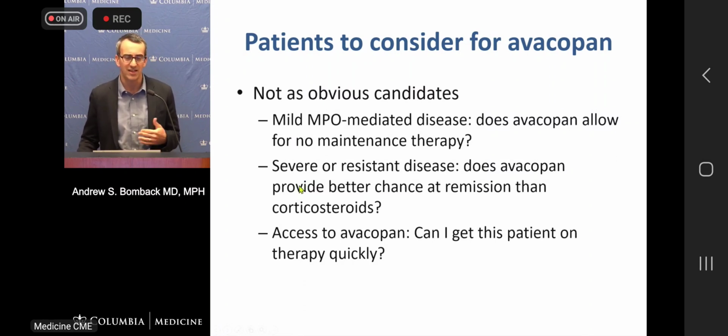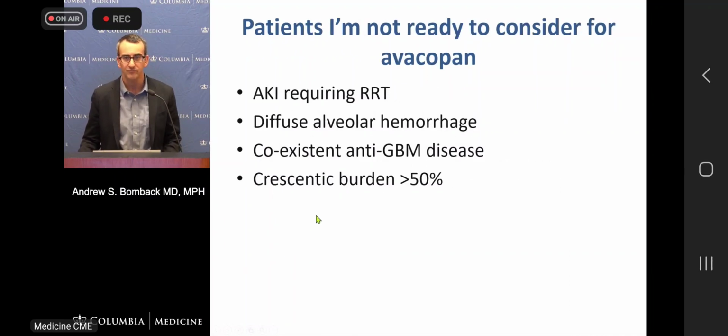Finally, access to avacopan. Can I get this patient on therapy quickly? Fortunately, I think this is improving, but it's something that continues to evolve. If you're going to think about using avacopan, you have to make sure you can get that patient on therapy quickly, because there does appear to be a benefit in starting it earlier rather than later.